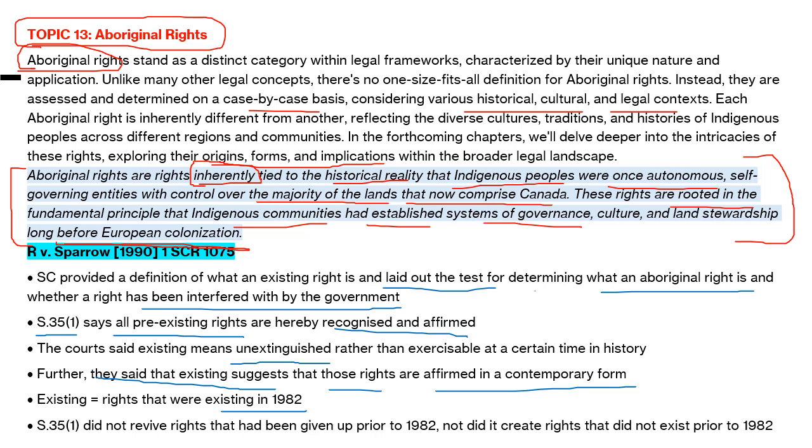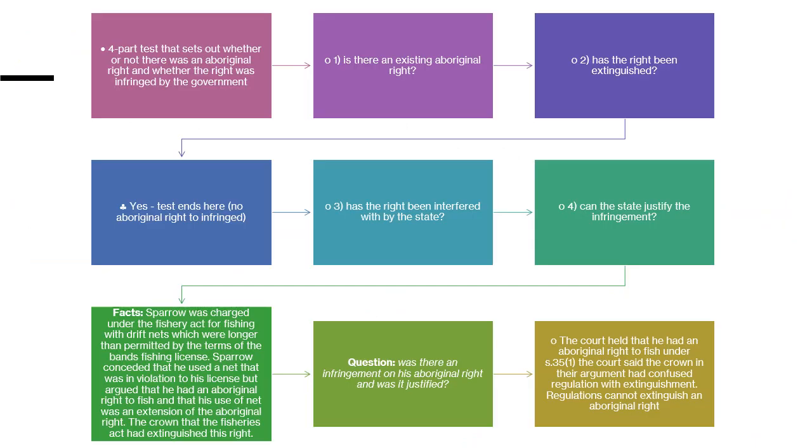These are a few things that you have to keep in mind. It means the rights were not given up till 1982. Did it create rights that did not exist prior to 1982? The rights that did not exist before 1982 are not protected. Only indigenous rights that were successfully followed and enjoyed by indigenous people till the Constitution Act 1982 are validly protected.